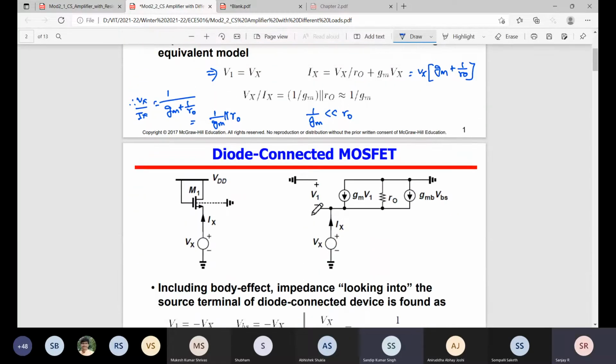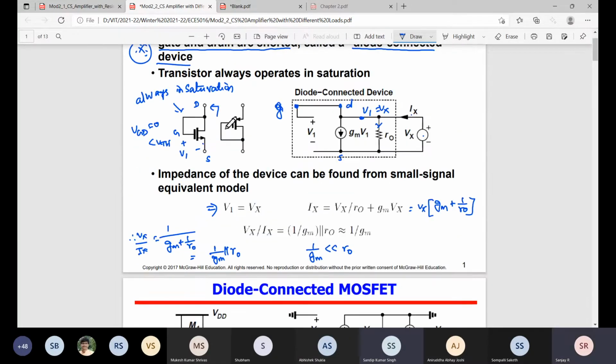So now we have gate and drain connected, and we found the equivalent resistance. This is for NMOS. Similarly, for PMOS also we can derive it, the same thing, because NMOS and PMOS have the same small signal model. So we will get the same resistance. PMOS means source, gate, drain. We will get the same 1 by Gm.